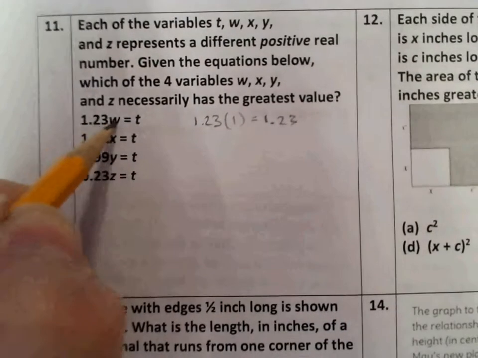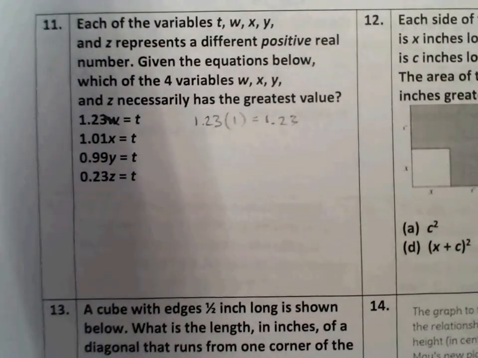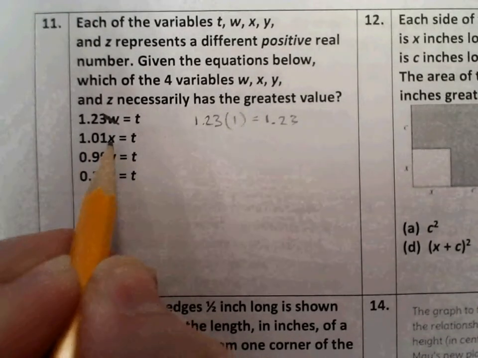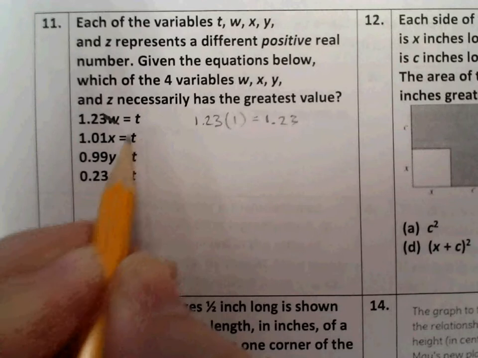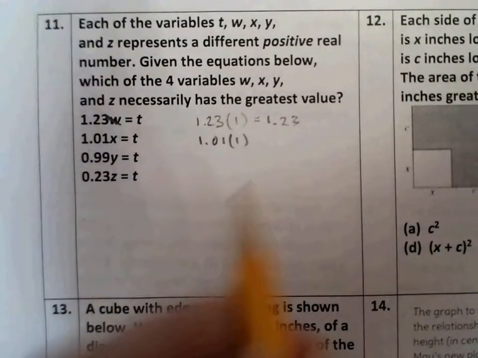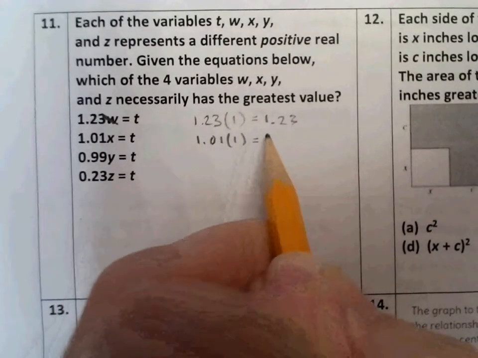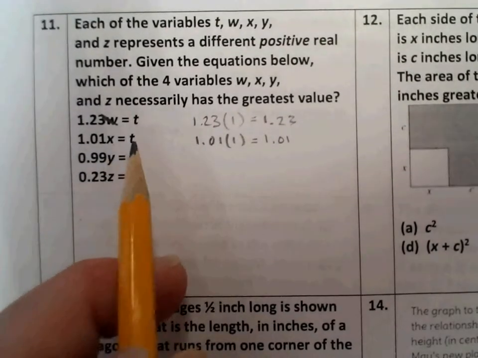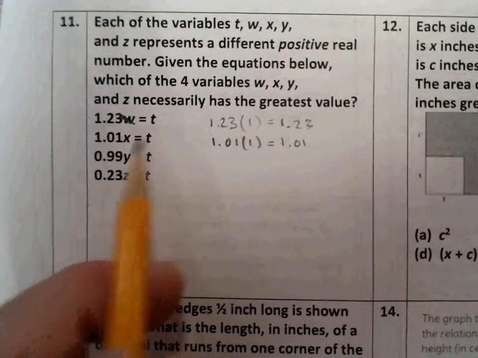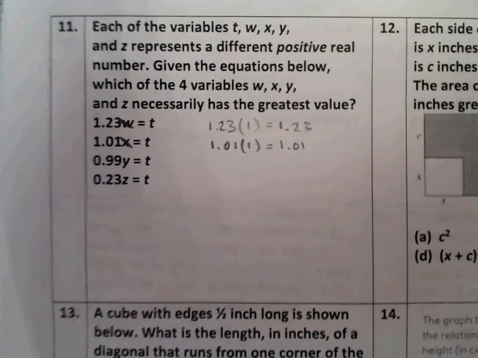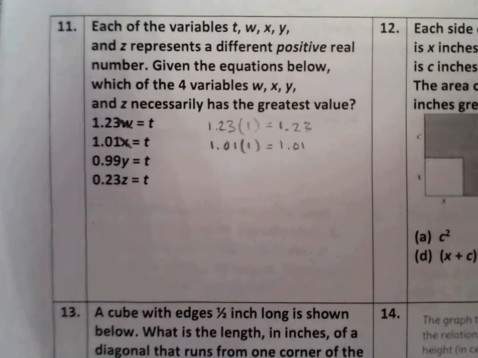So t is definitely bigger than w, so w can't be the biggest. Now, the same thing would be true here for x, because when you're multiplying by a number bigger, you're saying that x has to be smaller, because the smaller number multiplied by the bigger number is going to get you that t here. So 1.01 times, let's say x is 1. If x were 1, then 1.01 times 1 would be 1.01. So I know that if x is 1, t would be 1.01. So no matter what we plug in for x, t is going to have to be bigger as well. So x is out. T is bigger than w, and it's bigger than x. So given these relationships, t is definitely bigger than w and x.